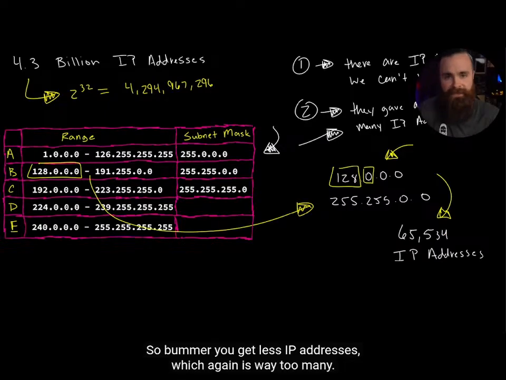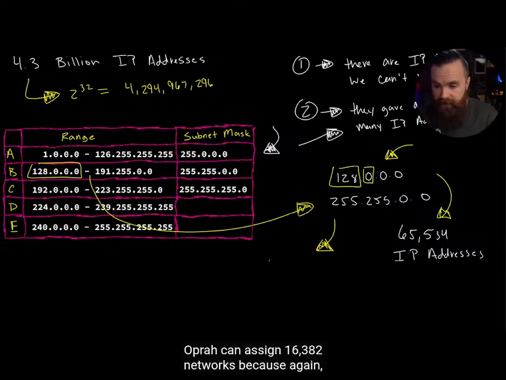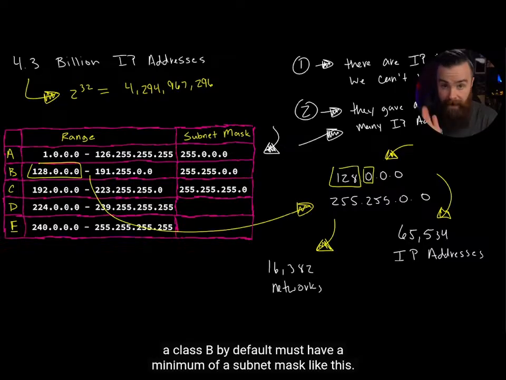So bummer, you get fewer IP addresses, which again is way too many, but the flip side is that you get more networks with a Class B. IANA can assign 16,382 networks because again, a Class B by default must have a minimum of a subnet mask like this.